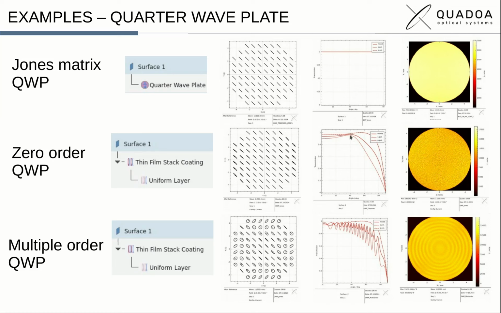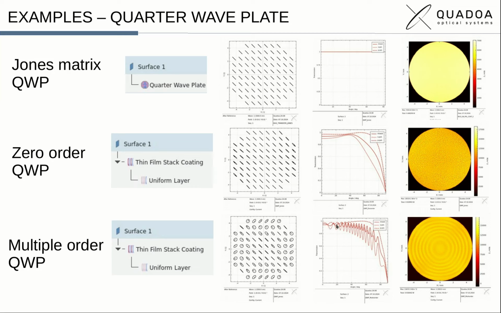The same simulation with a different wave plate, in this case a multi-order wave plate, again modeled with a single uniform layer but of a higher thickness. In this case, we can see that the light is linearly polarized near the optical axis. However, in the outer regions, we get some circularly polarized light as well. And also, if we look at the transmission over the angular spectrum, we can see these ripples occurring.